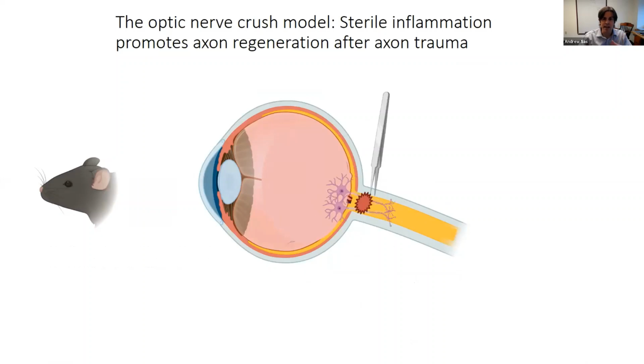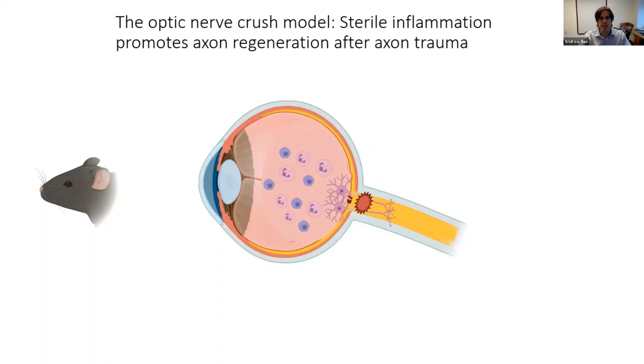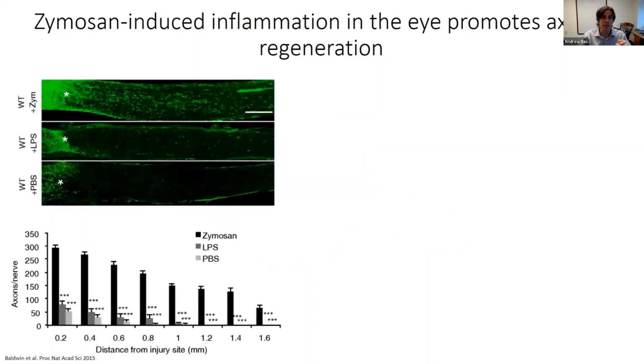You make a microdissection to expose the optic nerve. You use a mechanical crush to transect the axons of the optic nerve. We then take a very small microsyringe and inject Zymosan intravitreally into the eye. The presence of Zymosan, which is a fungal wall extract, recruits large numbers of myeloid cells, neutrophils, and monocytes into the vitreal fluid space. These cells interact with retinal ganglion cells and then promote axon regeneration over time. And this is, as I said, unique.